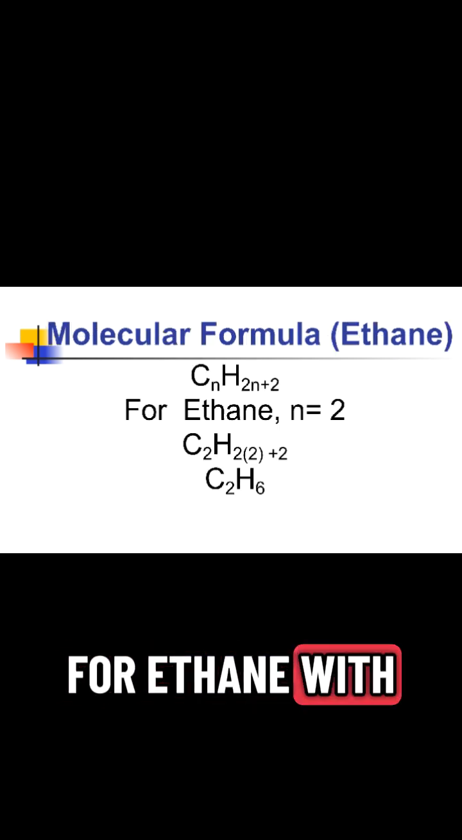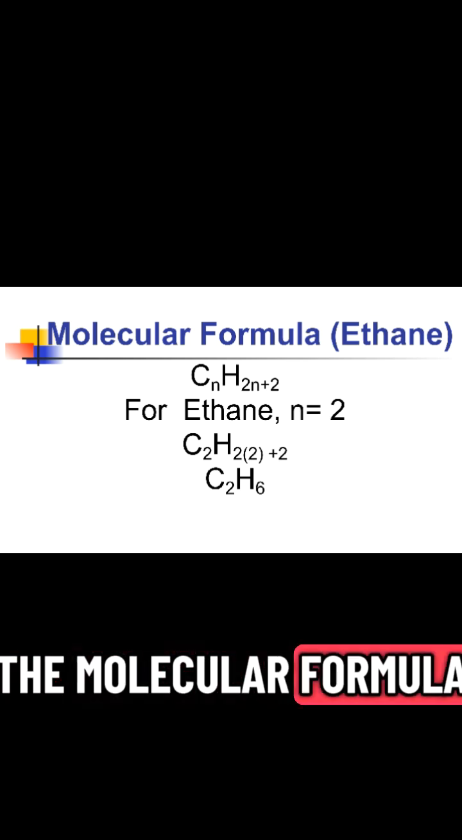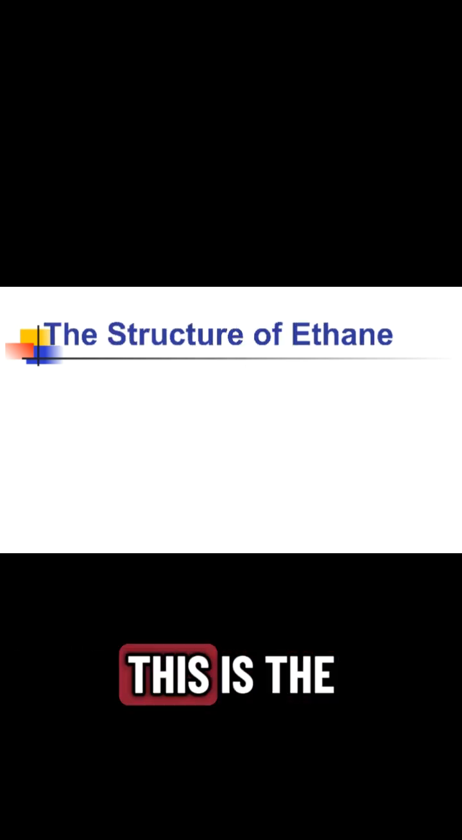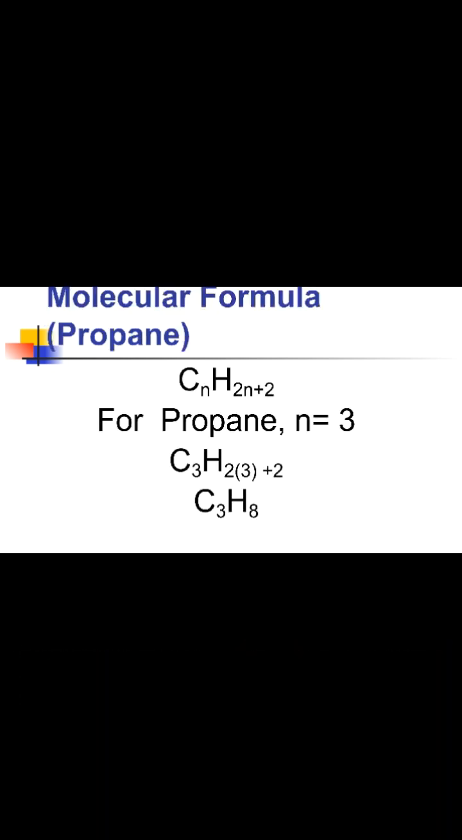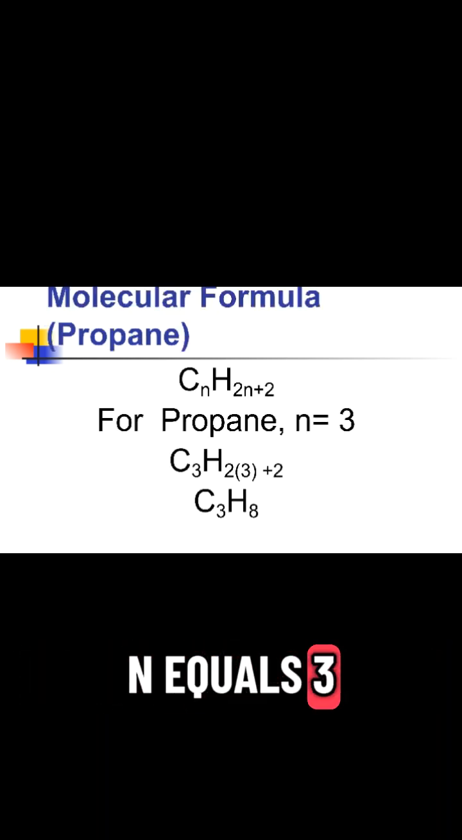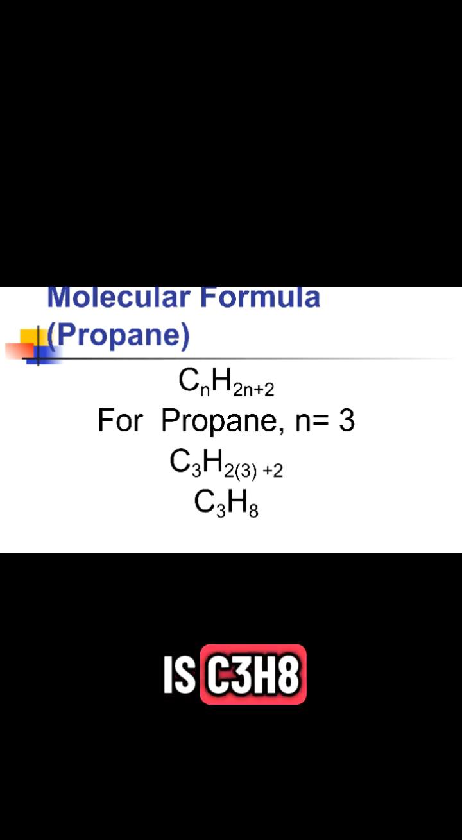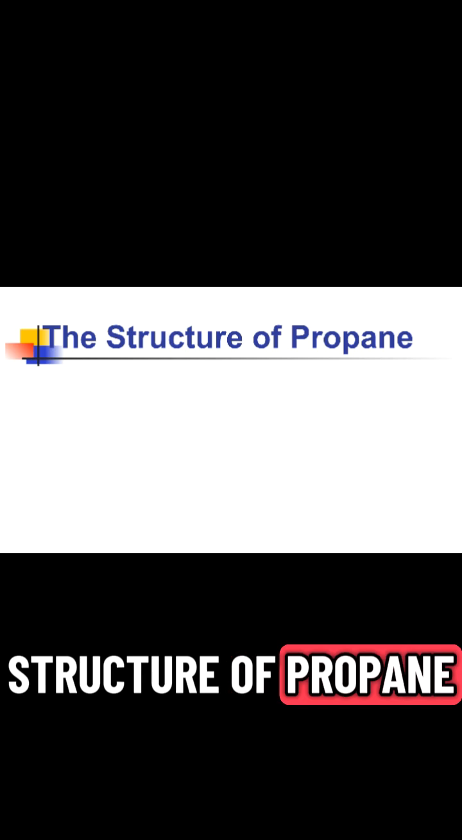For ethane, with n equal to 2, the molecular formula is C2H6. This is the structure of ethane. For propane, where n equals 3, the molecular formula is C3H8. This is the structure of propane.